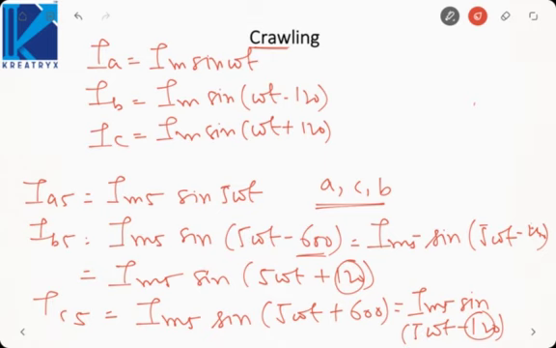Now what will happen is, since the fifth harmonic acts as a negative sequence, the rotating magnetic field will rotate in a direction opposite to the fundamental. And we know the rotor has a tendency to follow the stator magnetic field. If the magnetic field is rotating in the opposite direction, it will produce a torque in the opposite direction, or we can say it will produce a negative torque.